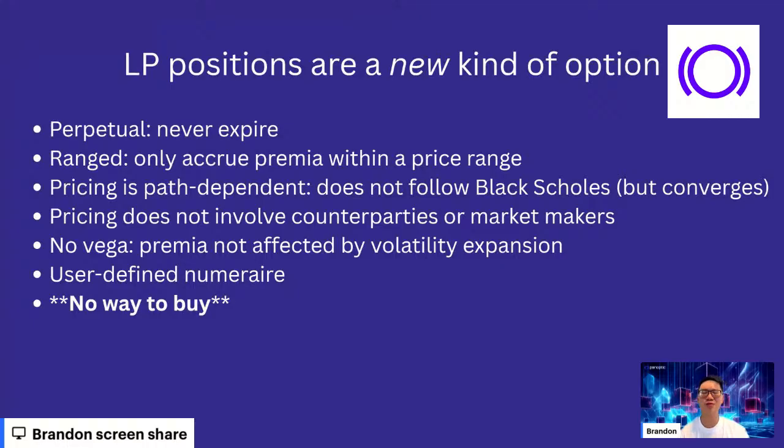Sixth difference, user-defined numeraire. Normally in options trading, everything's dollar-based or euro-based. So if you're trading S&P options, it's the USD price, for example. The cool thing with LP positions is a lot of things are priced in terms of ETH, which means you can trade the Bitcoin ETH price peg or Bitcoin ETH price target. You can trade things priced in terms of meme coins, right? So lots of fun new markets really from LP positions.